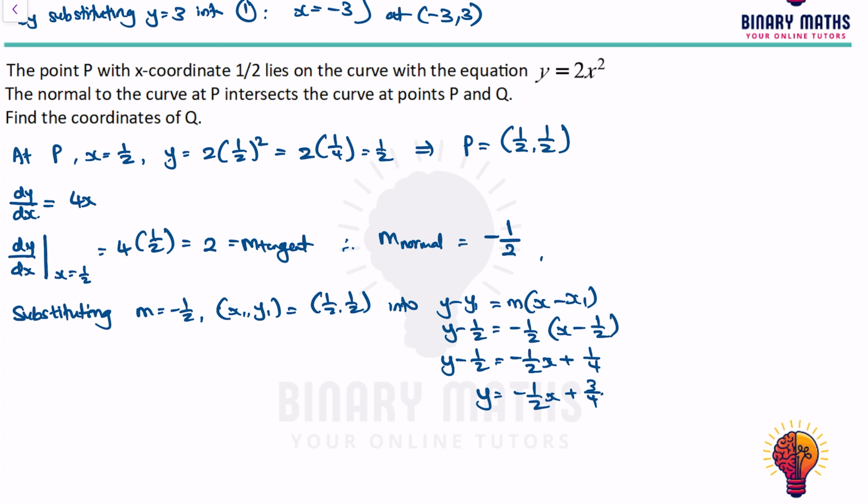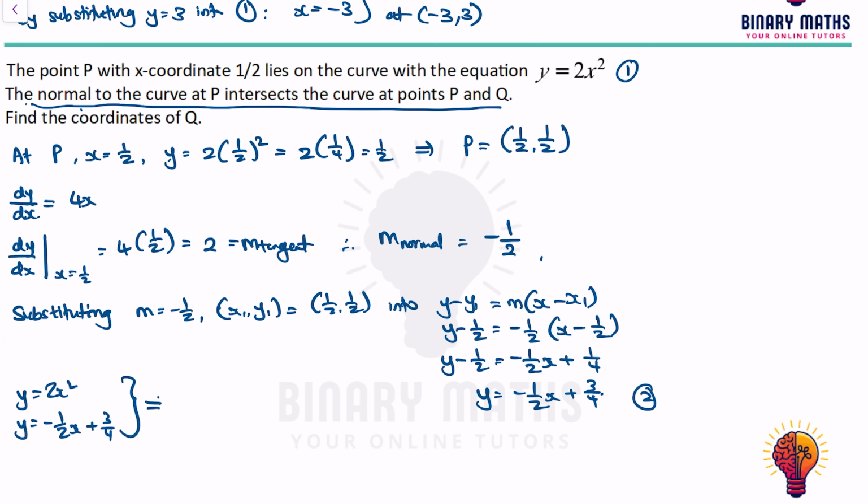Now the normal to the curve intersects this curve here. It says at points P and Q, so I need to solve it simultaneously now. So this is my equation 1 and this is my equation 2. So I'm solving simultaneously: y is equal to 2x squared and y is equal to minus a half x plus 3/4. Because both of them have y as the subject of the formula, I can equate the two. So 2x squared is equal to minus a half x plus 3/4.